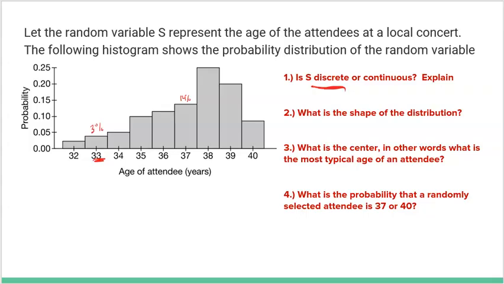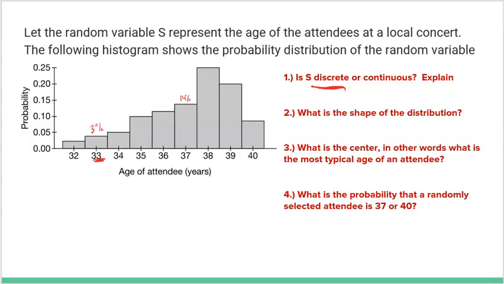What's the center? Well, again, we're looking for that 50% on each side. And I'm going to go ahead and say probably right around 38 has 50% at or above, 50% at or below. 37 is going to be close, but I don't think they're all going to add up to 50% at or below 37.